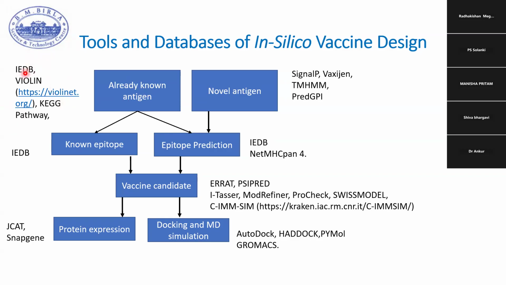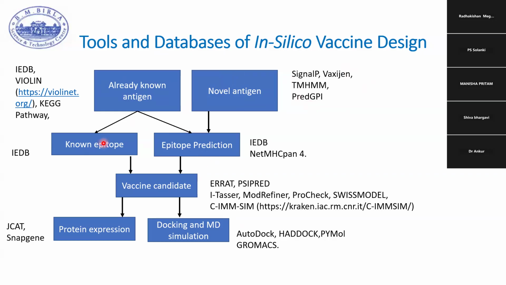So these are the databases that can give you the already known antigens. But if you are interested in finding some novel antigens, for example, when there is a new emerging pathogen, like SARS-CoV-2 was novel at that time. Now monkeypox is novel. Last year, lots of monkeypox cases were reported from different countries. So what happens if you have a monkeypox epidemic? You can predict some novel antigens by using tools like SignalP, VaxiJen, KMHM, and PredGPI.